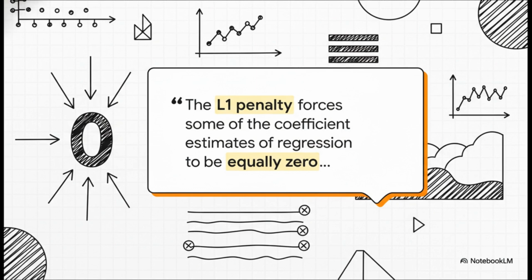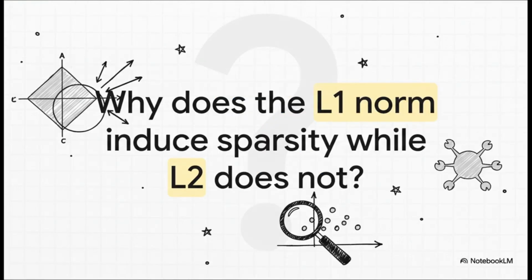Ignore them. It performs feature selection for you, giving you what we call a sparse model, one that's much simpler and easier to understand. So that leads to the obvious question, right? Both L1 and L2 push coefficients towards 0. Why is it that only L1 can actually push them all the way to 0? The answer, once again, isn't really in the algebra, it's in the geometry.